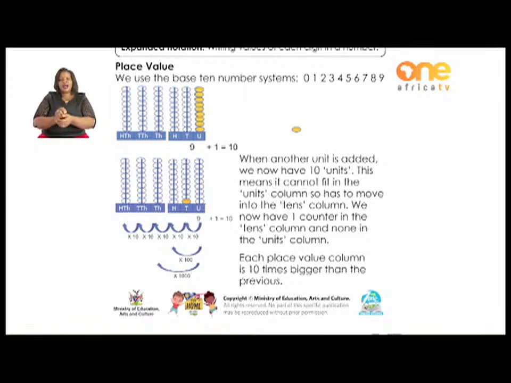The second abacus, the explanation which is given there is, when another unit is added, we now have 10 units. This means it cannot fit in the units column, so I have to move into the tens column. We now have one counter in the tens column and none in the units column. Each place value column is 10 times bigger than the previous.